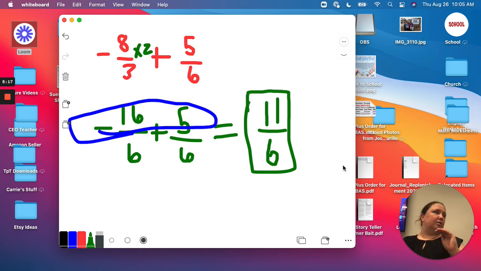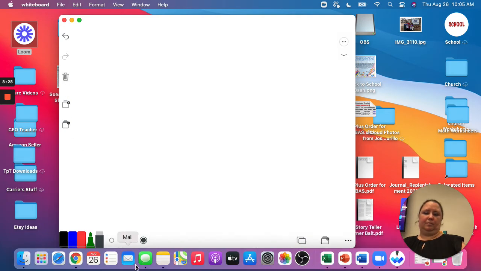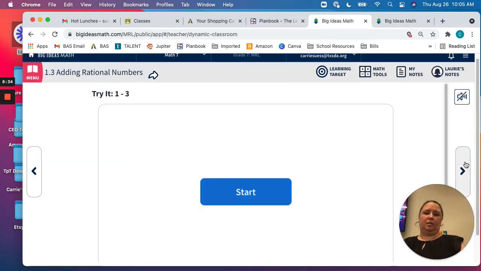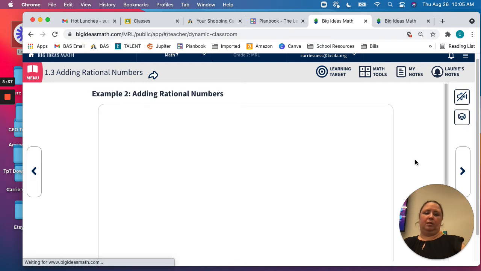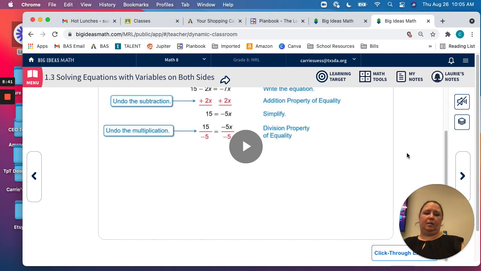And this was a lot faster, right? Yes. Okay, so you're welcome to do it this way. Questions? No. All right. Okay, you may begin your try at 7th grade, 1 through 3, and then stop at example 2 and wait. 8th grade, example 1, are we ready?